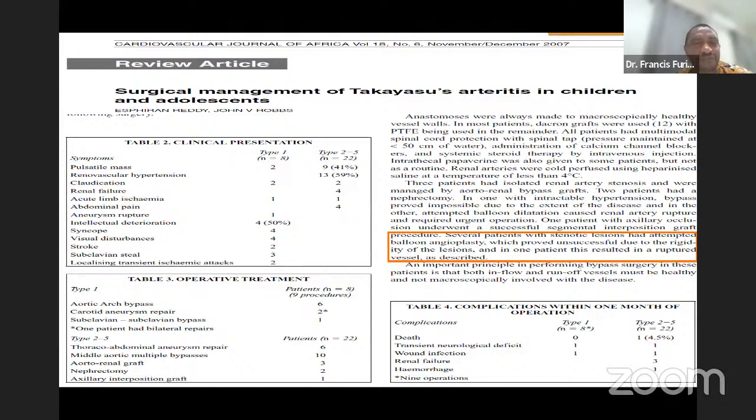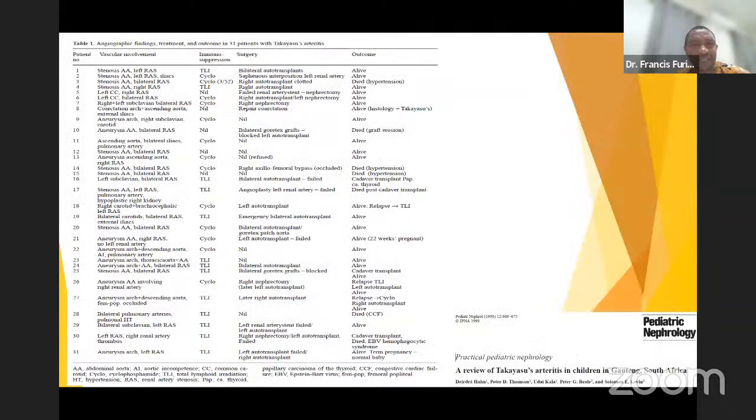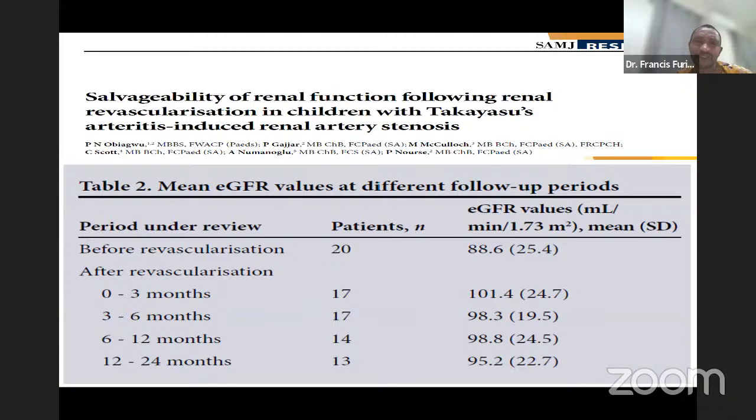So these are just records from South Africa, which is showing what kind of surgeries have been tried and the immunosuppressions that were used. And it's interesting that even total lymphoid irradiation was used as one of the immunosuppressions for treatment of Takayasu arteritis, which is quite interesting. But it's in the past. Now we have a lot of molecules that are better and easily tolerable. And it's also interesting to show that the surgical interventions have shown to have an impact on the function of the kidney.